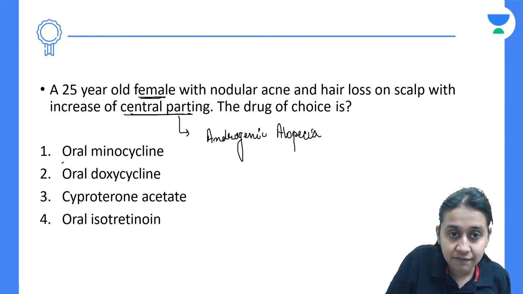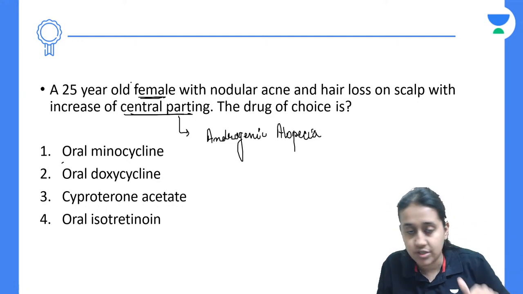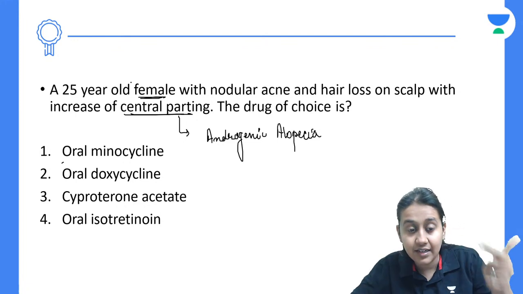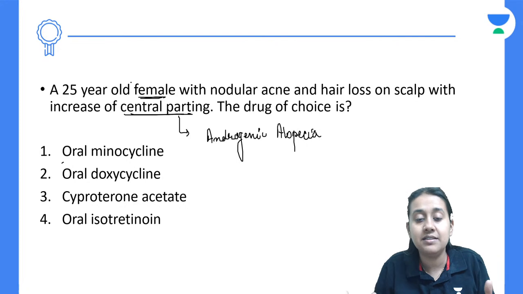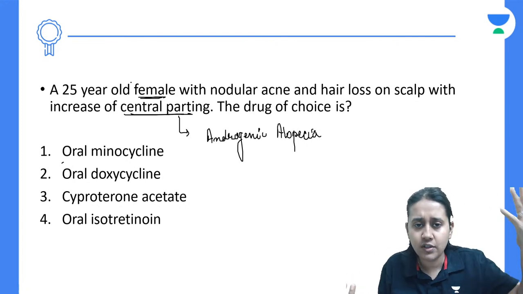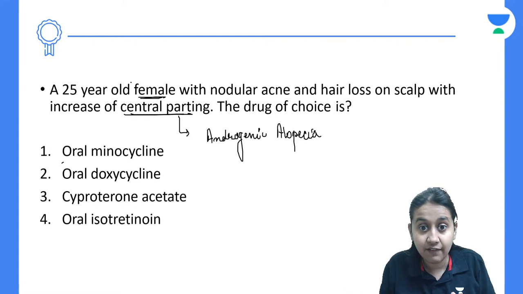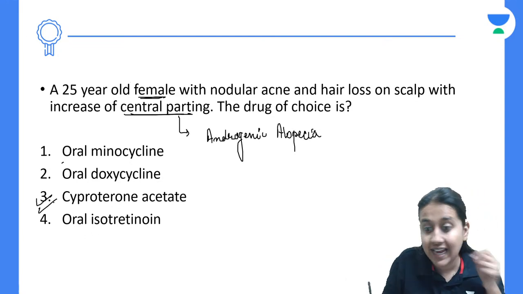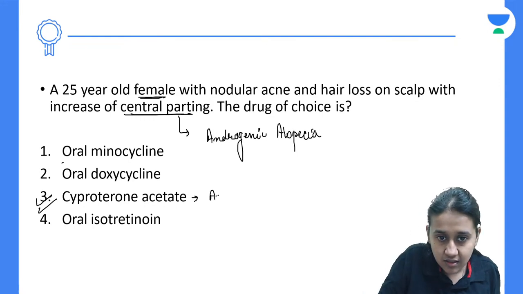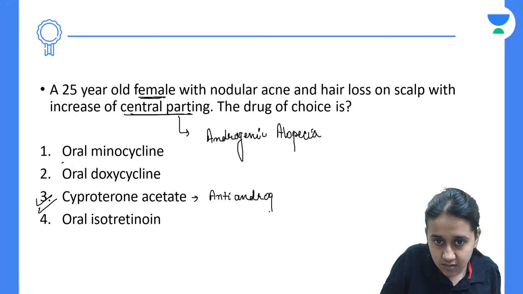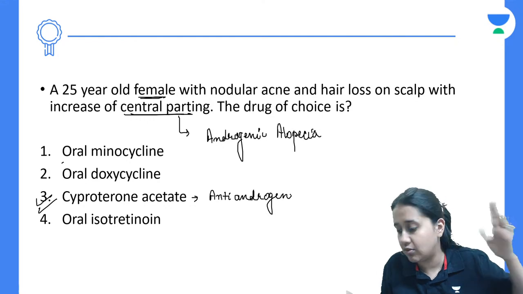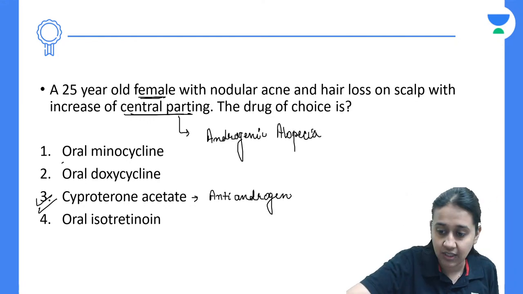Now please remember, in a female, when there is increase in the circulating androgens, there is development of acne, there is development of hair loss. For example, in a PCOD patient, you will find all these features. They have loss of hair from the scalp, they have more acne, but they have increased hair on the face, hirsutism. So please remember, the correct answer in this question is option number 3, which is an anti-androgen. So cyproterone acetate is an anti-androgen which is very effective if a patient presents to you with features of increased circulating androgen. So the correct answer is option number 3.